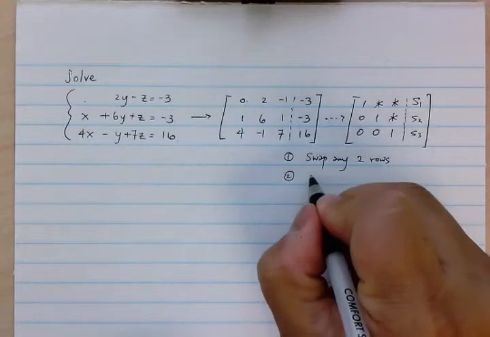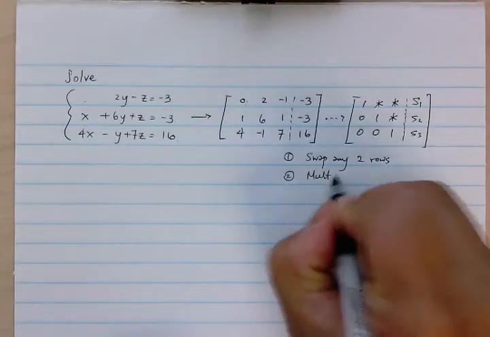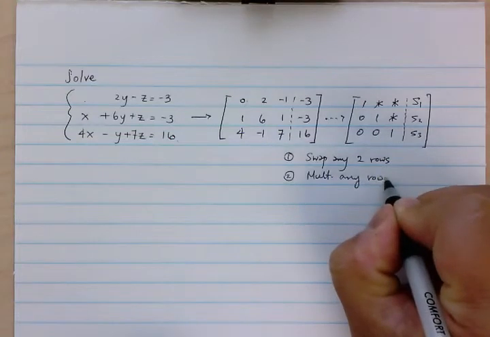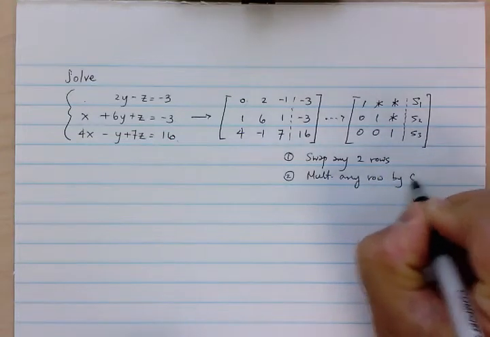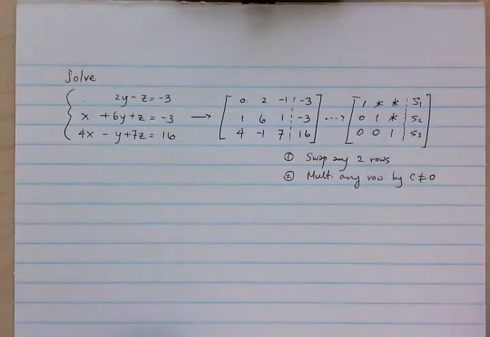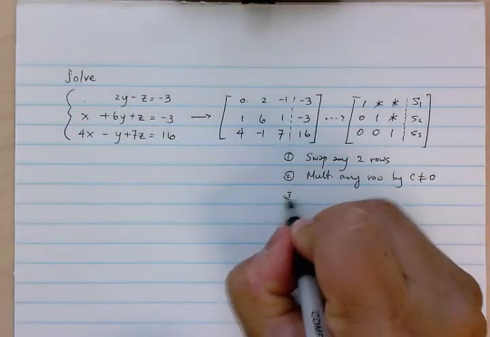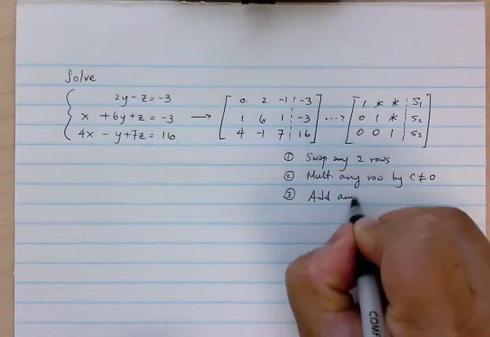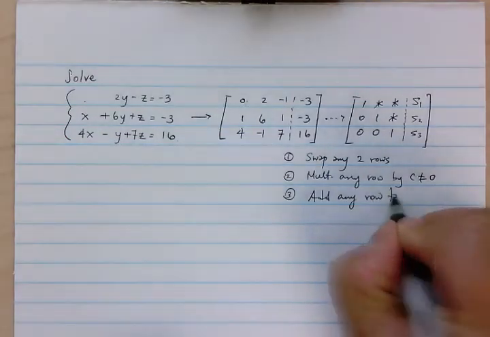2, we can multiply any row by a non-zero constant. By a non-zero constant, we're going to write C is not equal to 0. And then 3, we could add any row to another row.